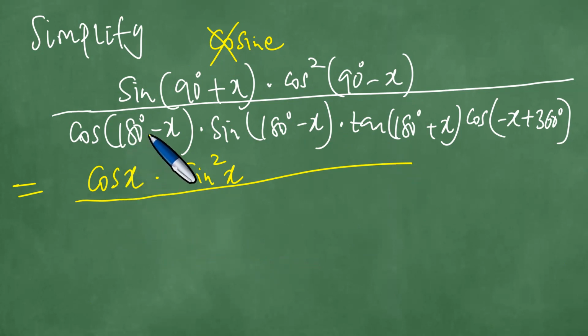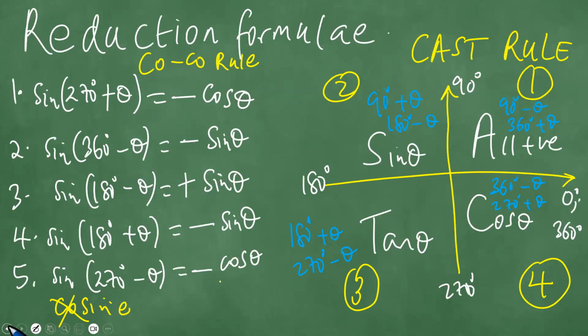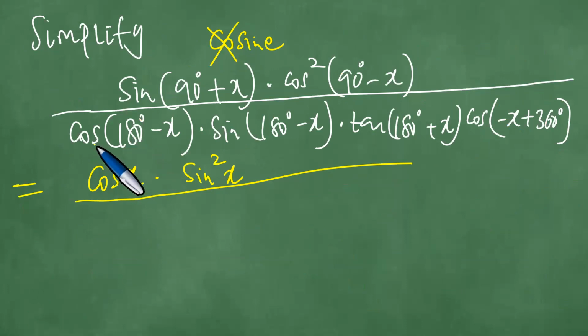The denominator, 180 degrees minus x, in which quadrant is it? 180 degrees minus theta is in the second quadrant, and the sine is the only one positive there, and therefore the cosine is going to be negative in the second quadrant. It's going to be negative cosine x. Put in some parentheses like this. 180 degrees minus x, we've already seen, is in the second quadrant, and in the second quadrant the sine is the only one positive.